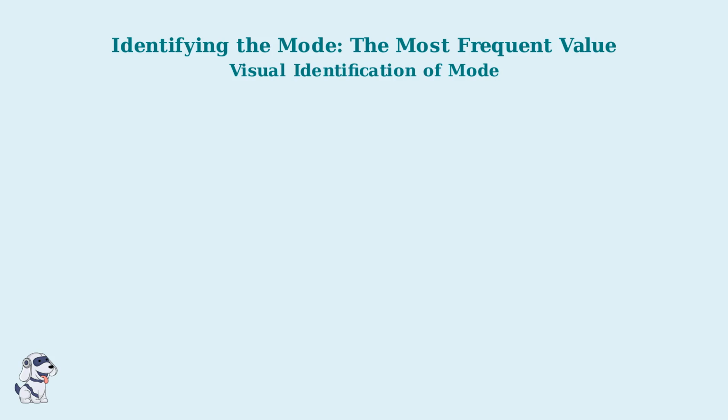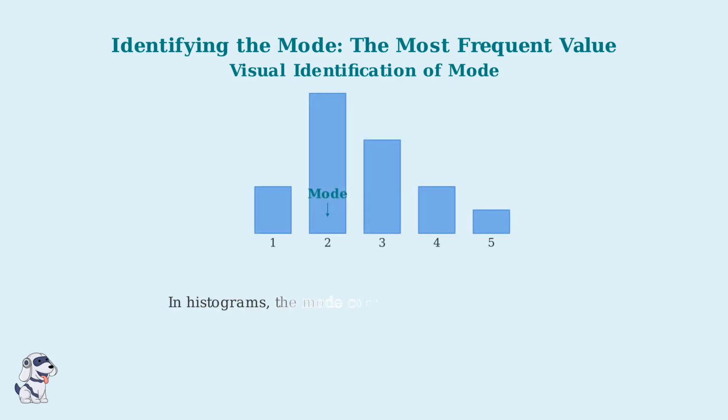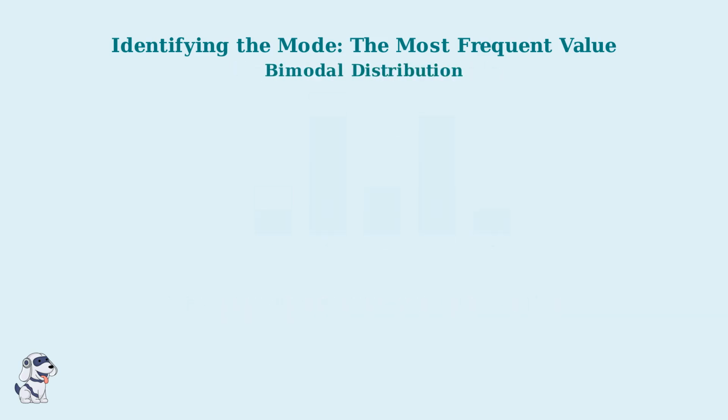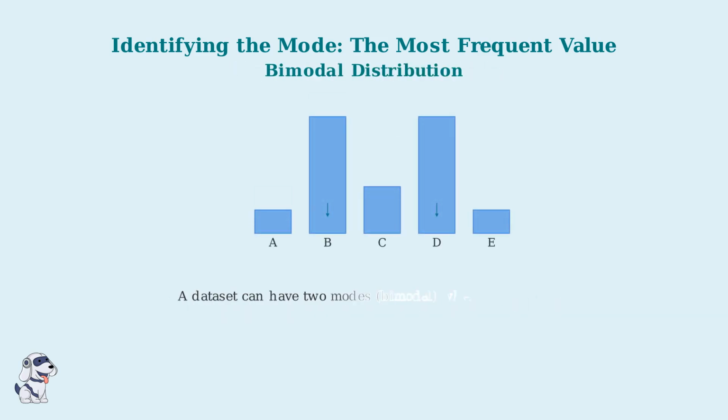In visual representations like histograms, the mode is easy to identify as the tallest bar. This represents the value or range of values that occurs most frequently in the dataset. Sometimes a dataset can have 2 modes, called a bimodal distribution. This occurs when 2 different values appear with the same highest frequency. In this histogram, we can see 2 distinct peaks, indicating 2 modes.